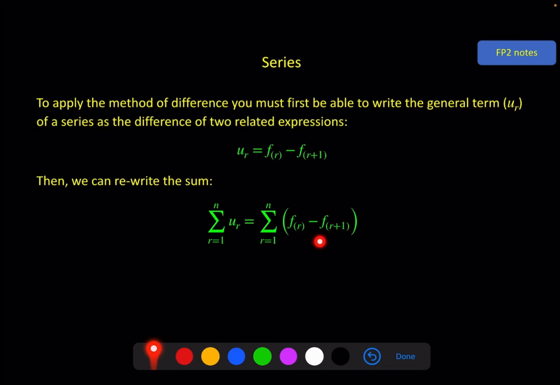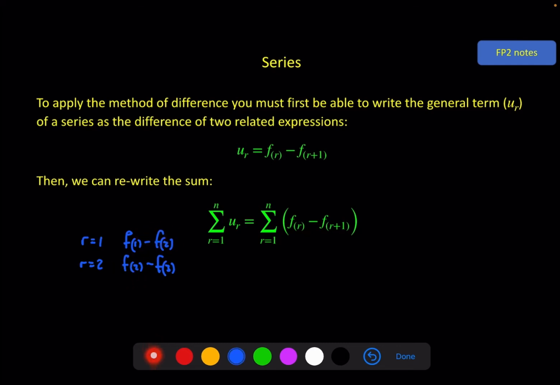Why that is so useful is because if you have r equals 1, your first term in your series, and you put that into here, you've got the function evaluated at 1 minus the function evaluated at 2. And then you go to add your second term of the series, where r is equal to 2. And when you do that, you're adding r is 2 in the function, minus r plus 1, that's 3 in the function. And you can see that if you add this term and this term together, the function evaluated at 2 cancels out. Positive here, negative here.